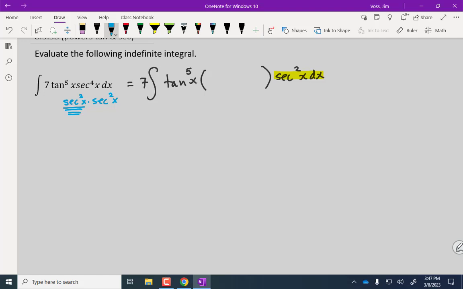And secant squared is equal to? Tangent squared x plus 1. Tan squared plus 1. Very good. Tangent squared of x plus 1. Will you cringe if we write it the other way around? No. I believe in the commutative law of addition. As I hope you do, sometimes. When it's convenient.